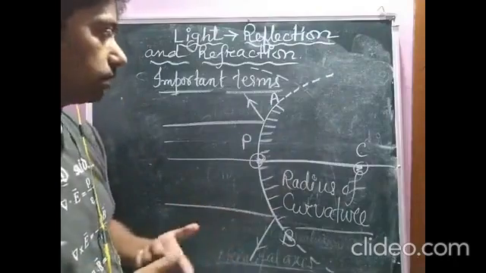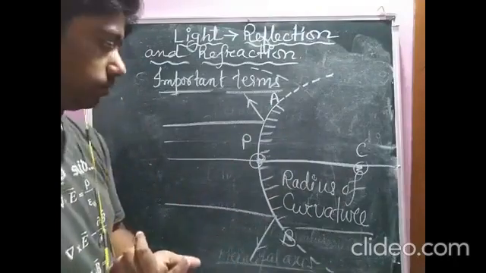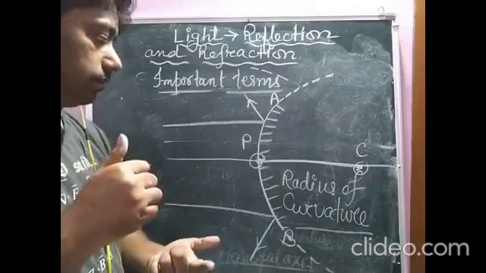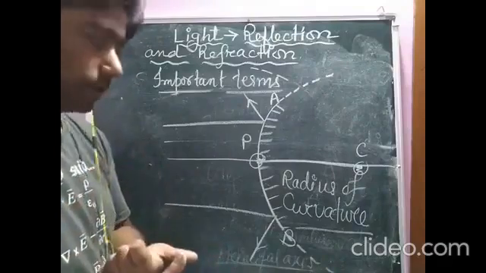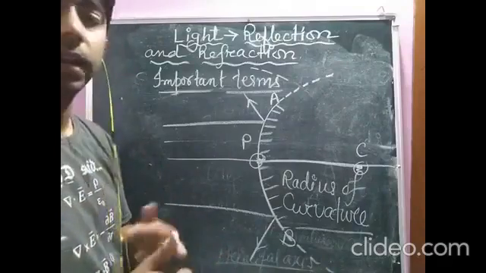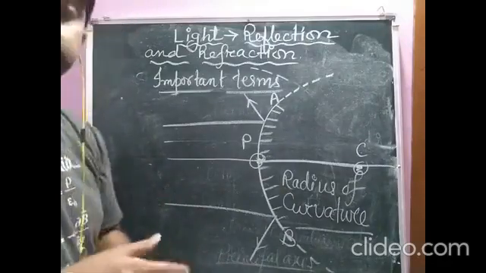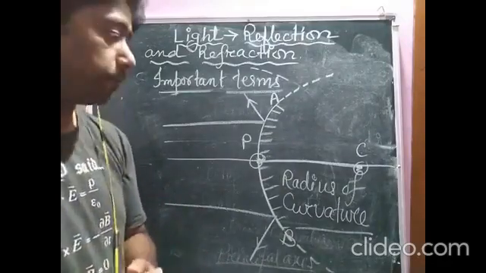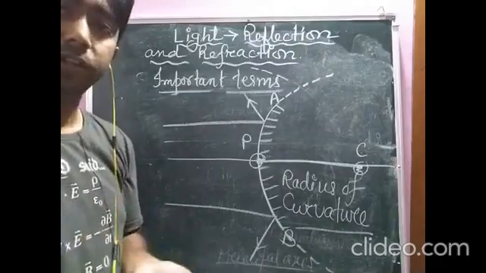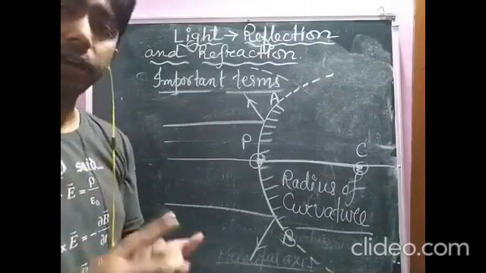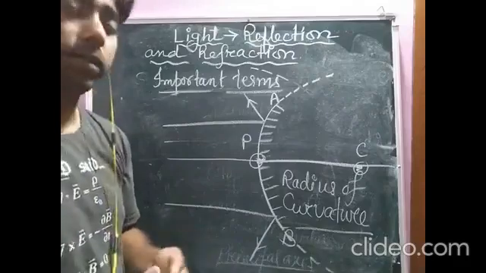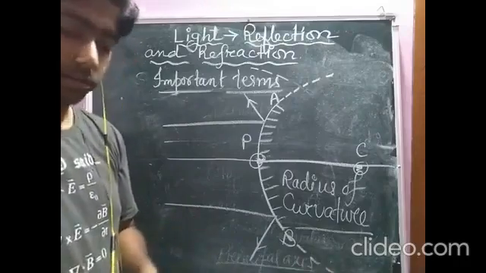So 4 terms we have discussed today. Pole, then principal axis, center of curvature, and radius of curvature. There are some more terms which we will discuss in the next video. Till then, you will note these definitions in your copy and try to understand them in a little bit more detail. Okay? Thank you.